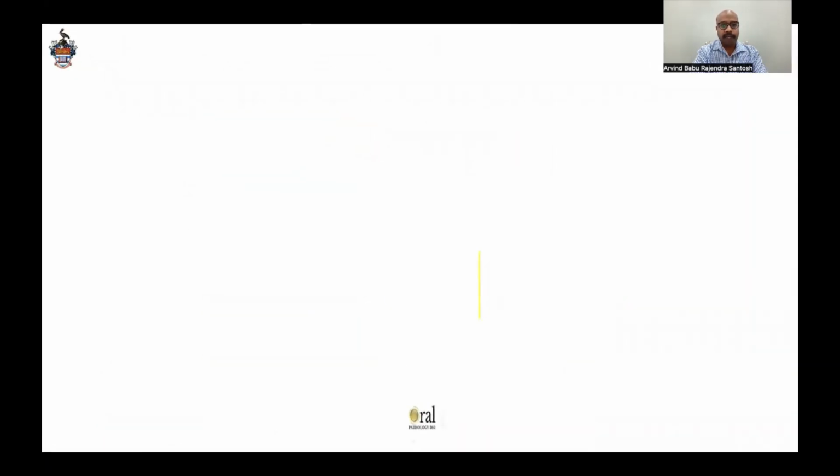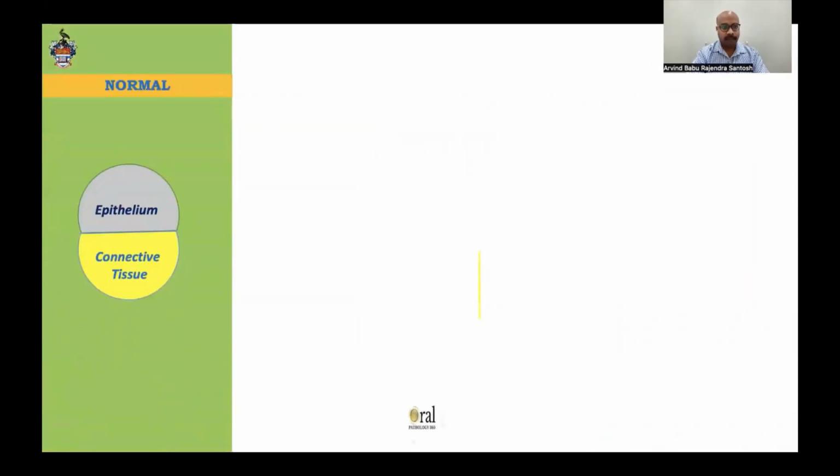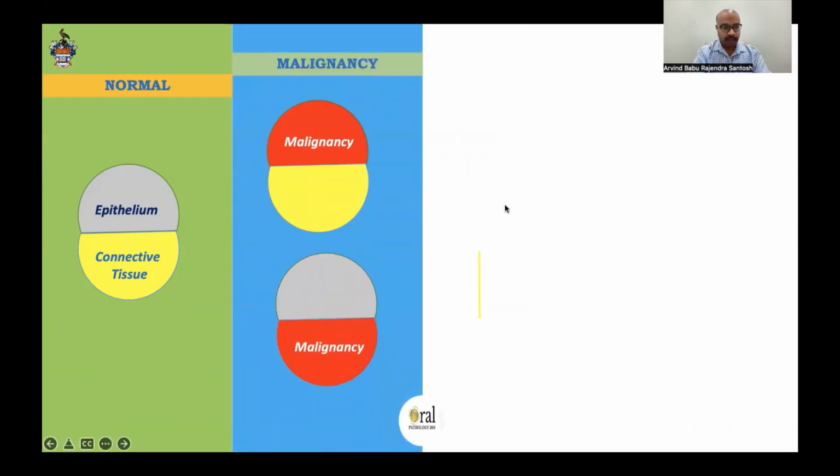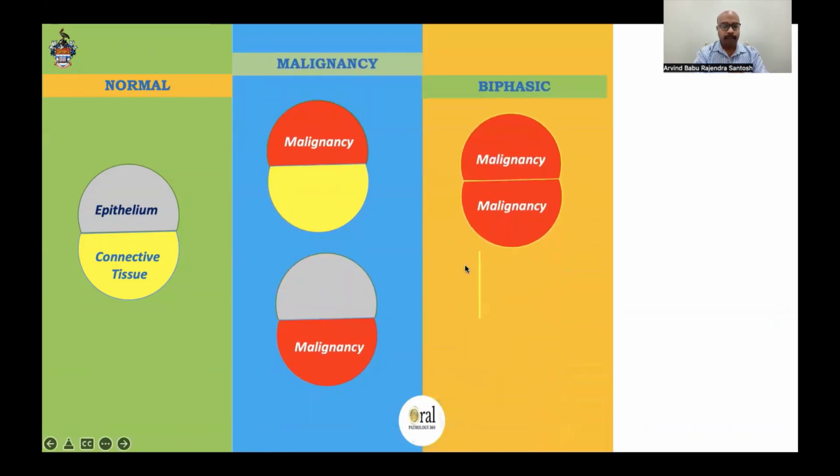So let me take a schematic picture for my explanation here. As we all know, normally we have epithelium and connective tissue in our specimens. In case of malignancy, we have the malignancy either in the epithelium or in the connective tissue. Biphasic tumor represents the malignancy in epithelial and mesenchymal or connective tissue, right?